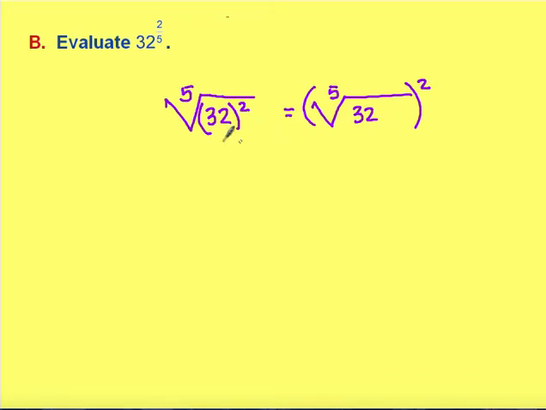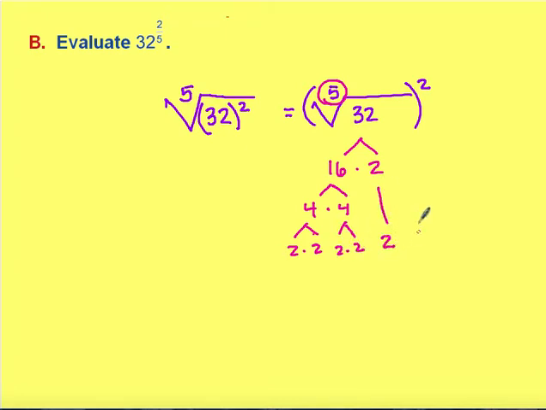So what I'm going to do is I'm going to do the root first. So I'll take the 5th root of 32 if possible. I don't know if that has a 5th root, so I'm going to just factor this real quick. And I can see with a quick factorization that 32 is indeed 5 2's. So I have the 5th root of 2 to the 5th power, and then we'll have to square that.